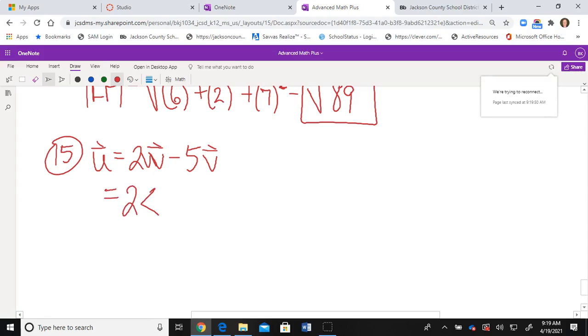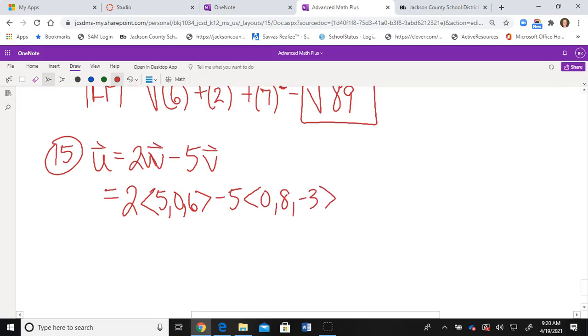So on your paper, w is 5, 0, 6. Minus 5 times v, which is 0, 8, negative 3. They didn't give it to you backwards, they wrote w before the v. All right. So that's going to be 10, 0, and 12.